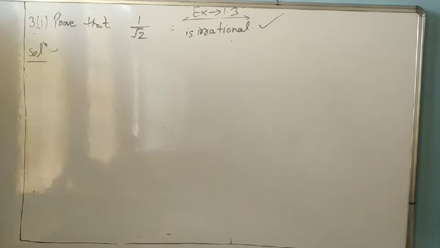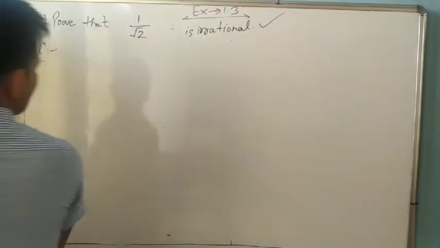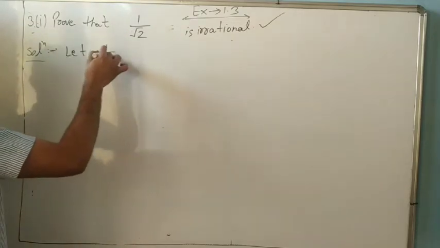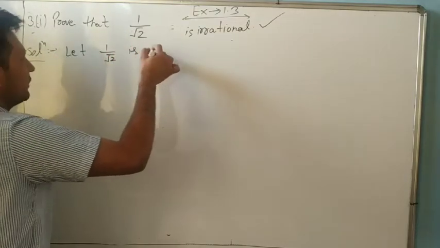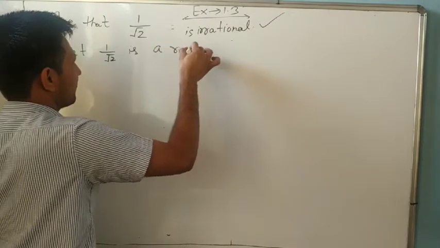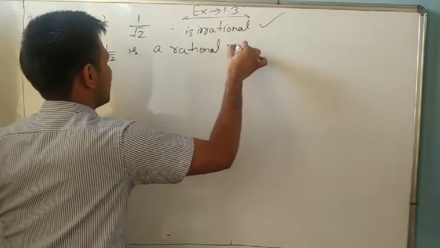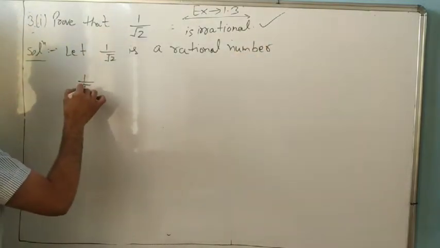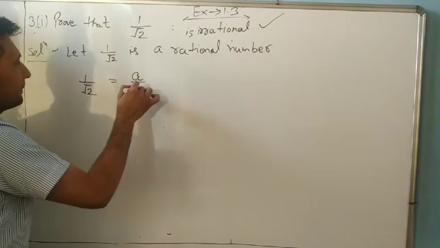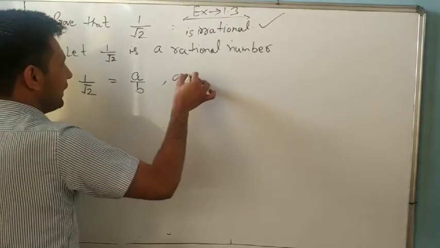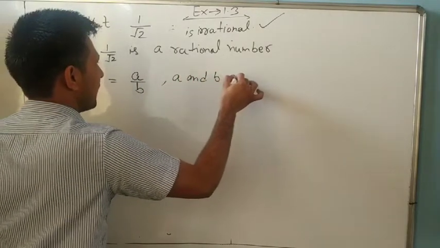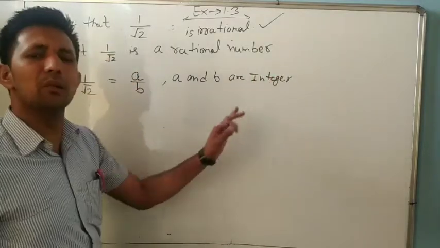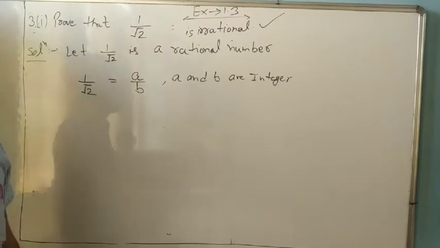Now next question, prove that 1 upon root 2 is irrational. What we will do? Same process. Let 1 upon root 2 be a rational number. If it is rational, it means 1 upon root 2 equal to a by b, and the right condition, a and b are integers. Same process we will follow in every question. Now what we will do?